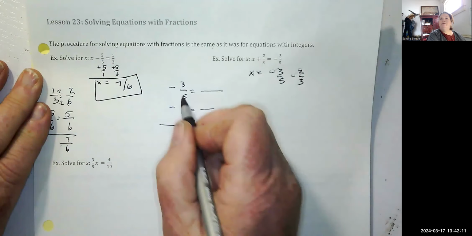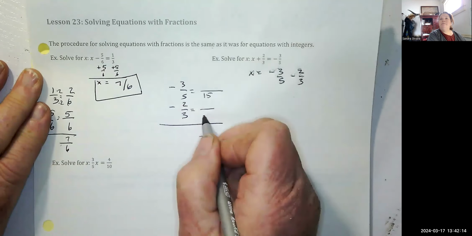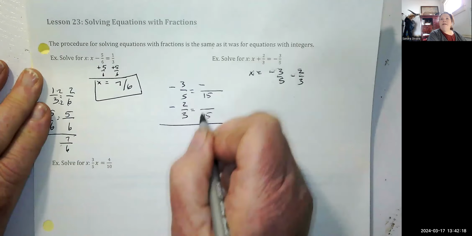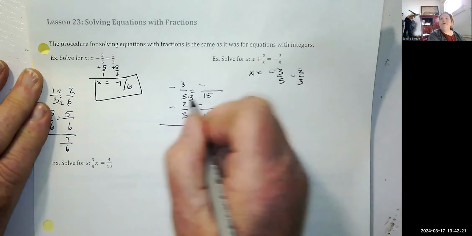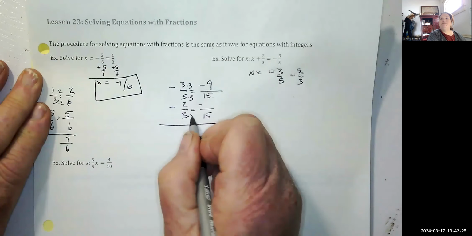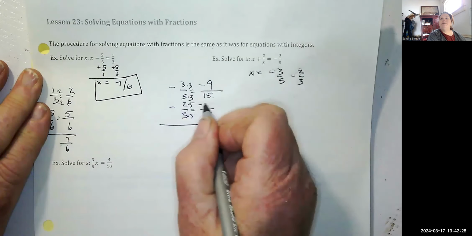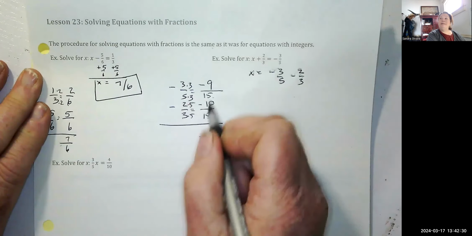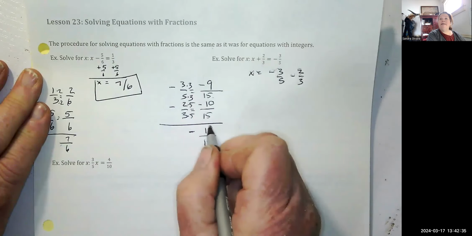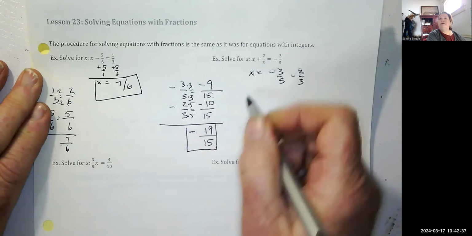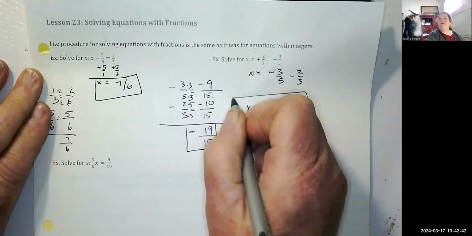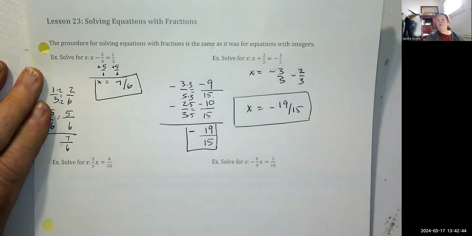And simplify. The common denominator is going to be 15. They're both going to be negatives. 5 times 3 is 15. 3 times 3 is 9, so it's negative 9. 3 times 5 is 15, so negative 2 times 5 is negative 10. The signs are the same, so we have to add them and keep the sign. 9 plus 10 is 19. So there's the answer. x is equal to negative 19/15. Remember, you've got to put x equals, because it is an equation.